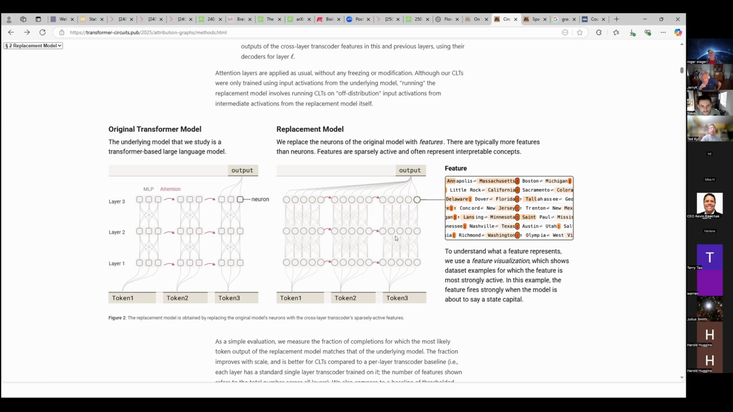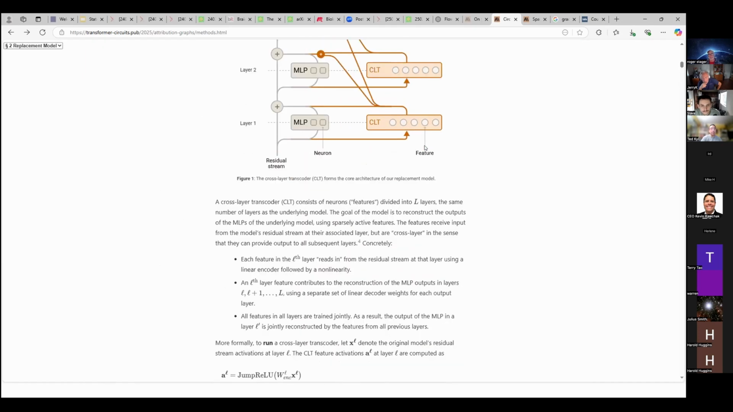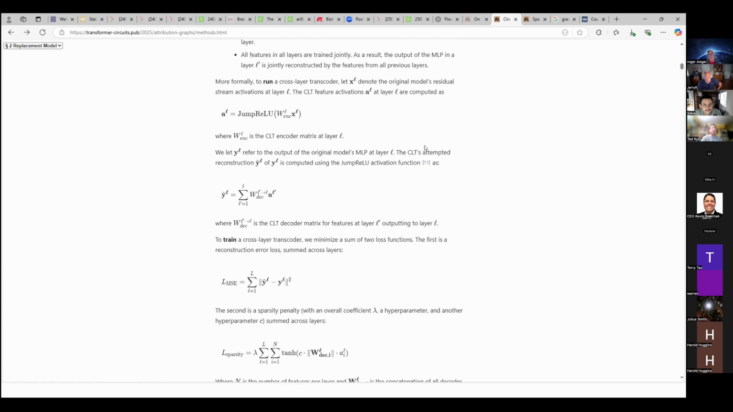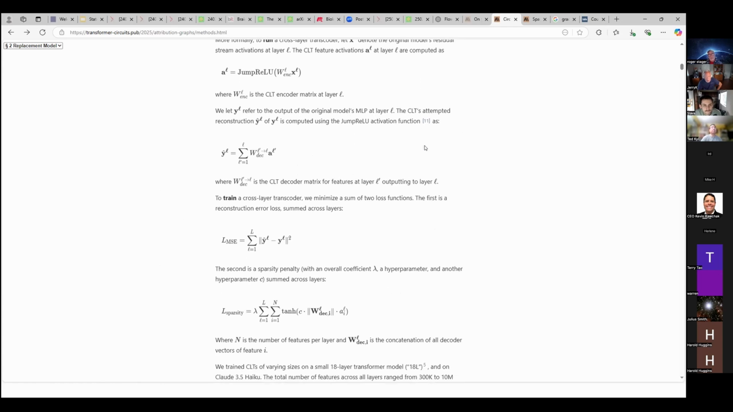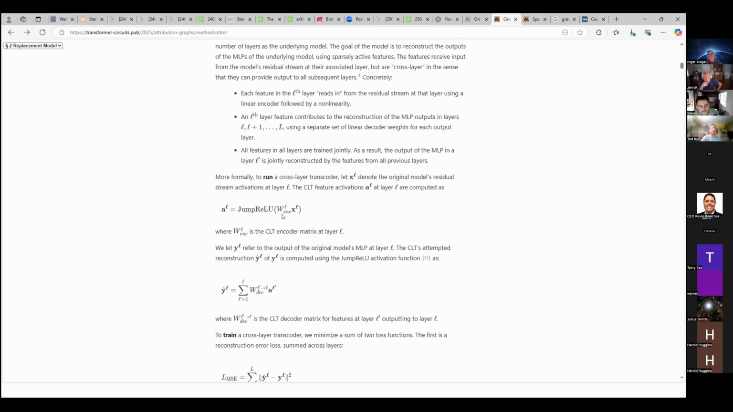Actually, sorry, I went a little too fast. I didn't show this CLT. There's not a diagram, but if you see here, there's a weight for the encoder and a weight for the decoder. So it's a two-layer thing. It's just like a simple autoencoder. When we talked about autoencoders, you just have two layers.